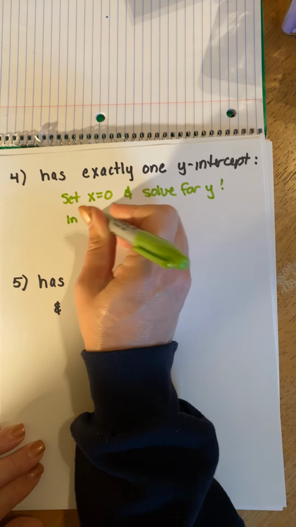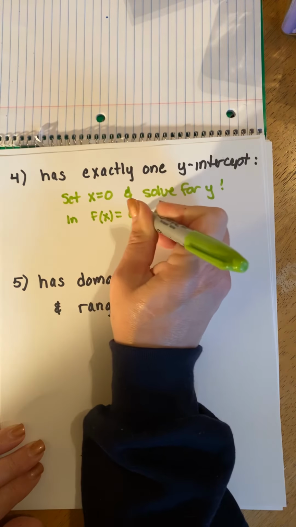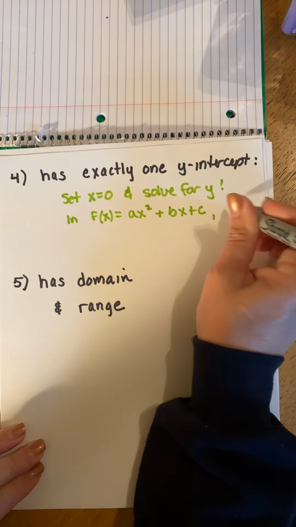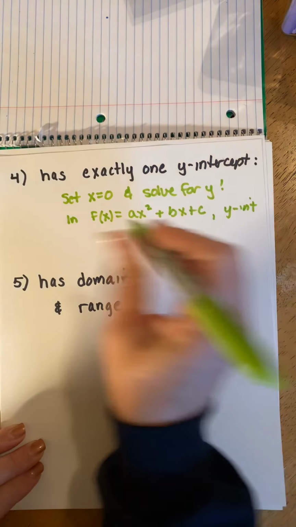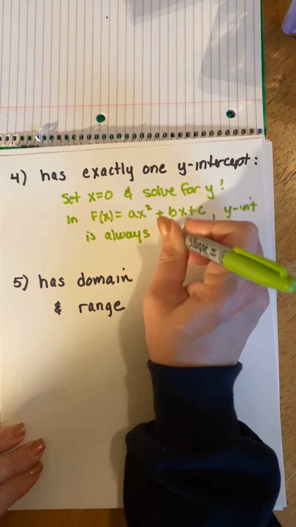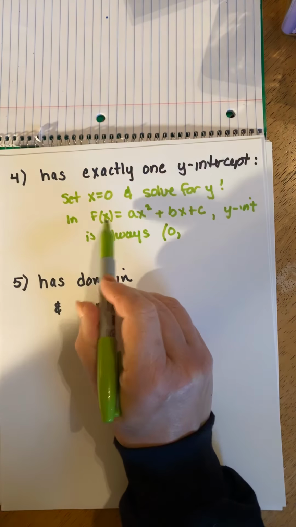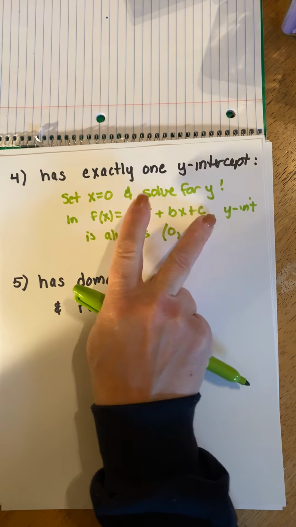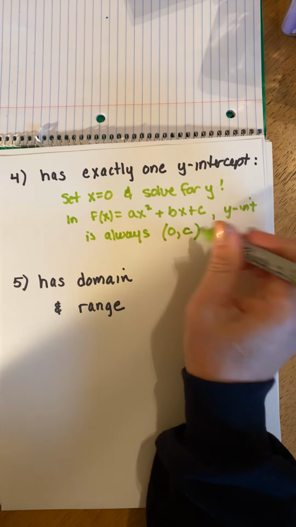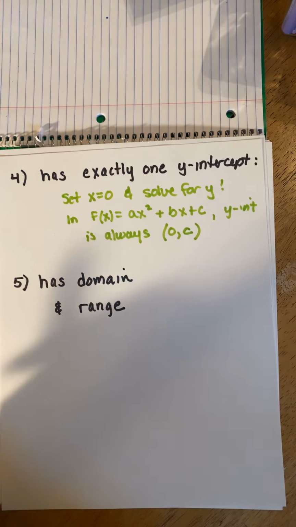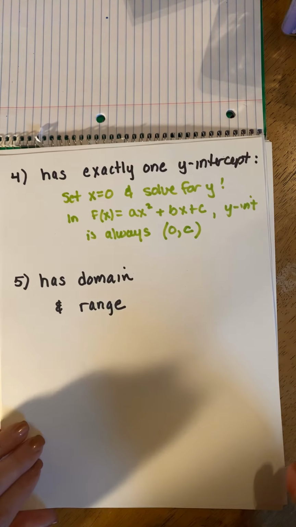In the quadratic function in this form, the y-intercept is always... 0 is my x coordinate. If we plug in 0 for x, this term and this term disappear because x squared and x both are 0, and all that's left is c. So in standard form, the y-intercept is always the number dangling on the end. Only if it's in this form, though. We'll talk about another form in our next lecture.